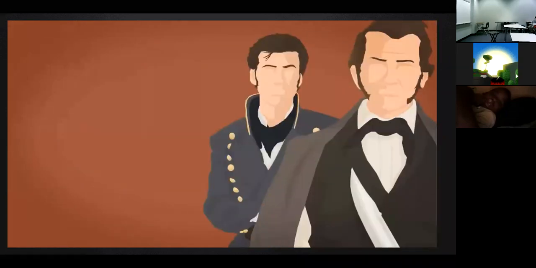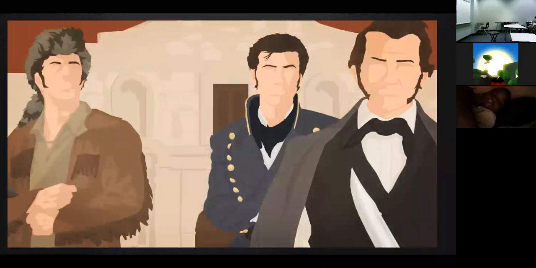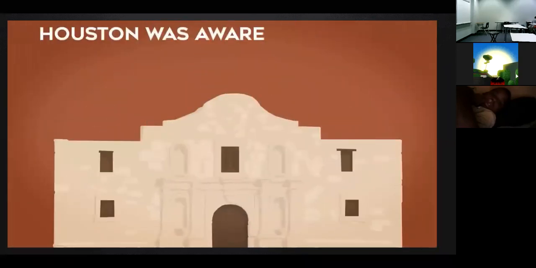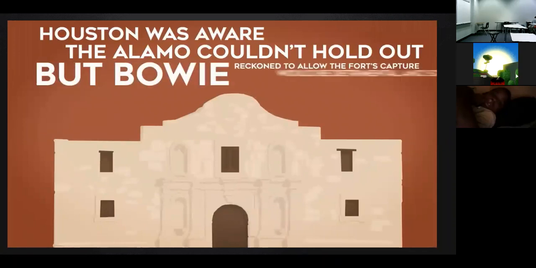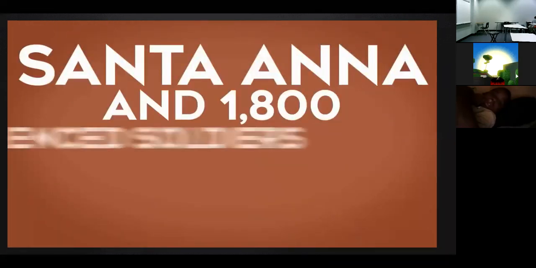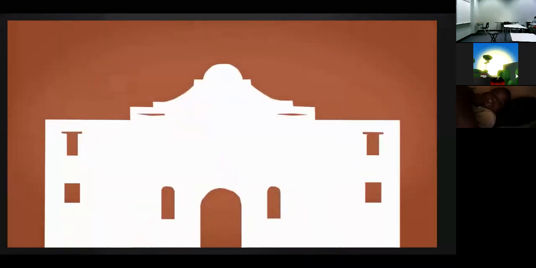With limited time before the Mexican army's arrival, the Texians began to entrench. Colonel Jim Bowie, Colonel William Travis, and the frontiersman Davy Crockett would set up their men at an old Spanish mission turned military base, the Alamo. Major General Houston was well aware the Alamo couldn't hold out against a siege, but Bowie reckoned to allow the fort's capture would be detrimental, and so the Alamo remained garrisoned. Santa Anna and 1,800 experienced soldiers met the Alamo in late February 1836. The defenders numbered only a couple hundred, and Santa Anna made his intentions clear when he raised a red flag against the fort. He would offer no quarter.